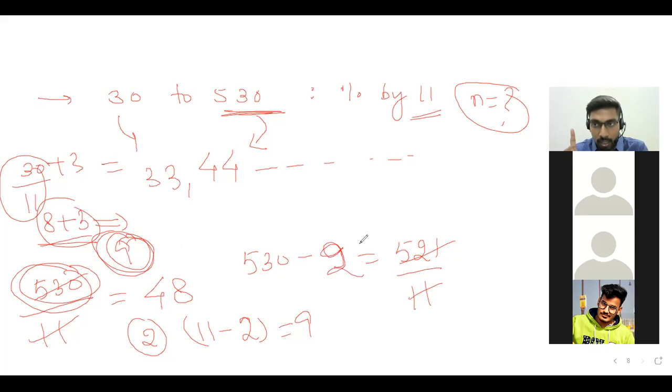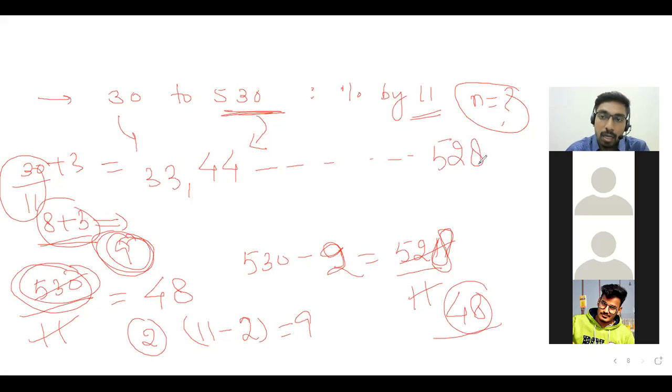When you are going for the last term, you have to subtract the remainder that is left, and here in the starting, whatever remainder you are getting, you can add that number. Okay. So 530 minus 2, that means 528. So 528, again you can see here 11 fours are 44, 8, and 11 eights are 88. So this number will be divisible by 11. So this will be your sequence.